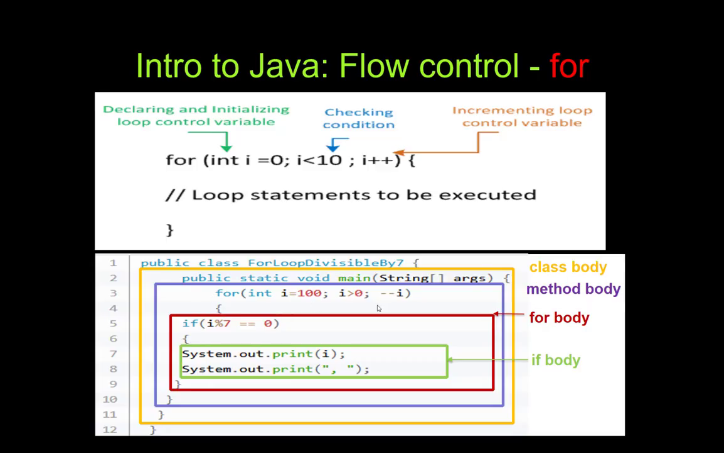And then in the next round, it decrements I by 1, and so on. So the whole program is to start with 100 and then 99 and so on until 1. And each time it checks if a value is divisible by 7, it gets printed out.